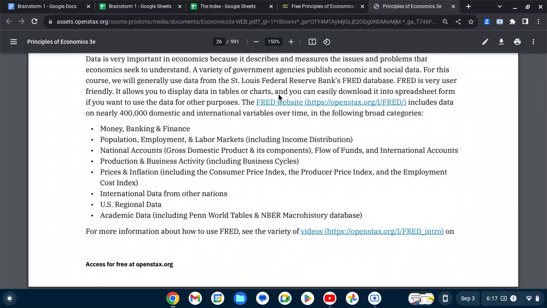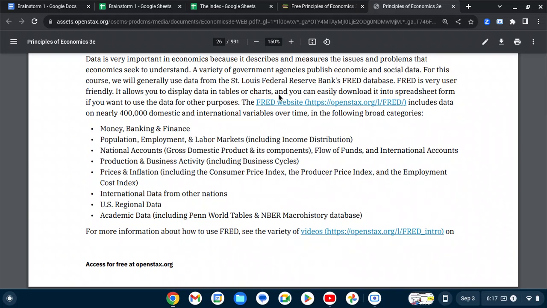Introduction to FRED. Data is very important in economics because it describes and measures the issues and problems that economics seeks to understand. A variety of government agencies publish economic and social data. For this course, we will generally use data from the St. Louis Federal Reserve Bank's FRED database. FRED is very user-friendly. It allows you to display data in tables or charts, and you can easily download it into a spreadsheet form if you want to use the data for other purposes.